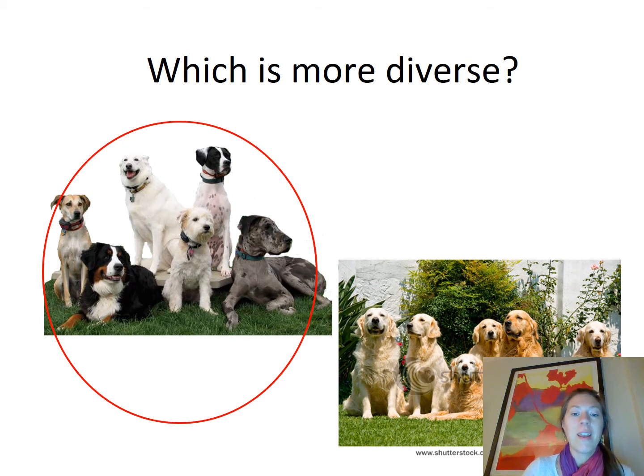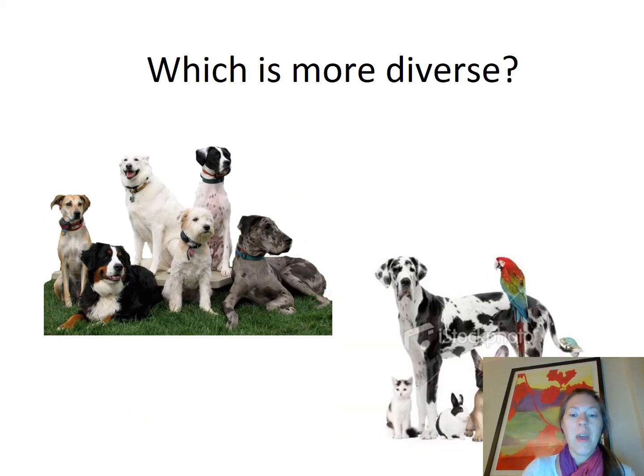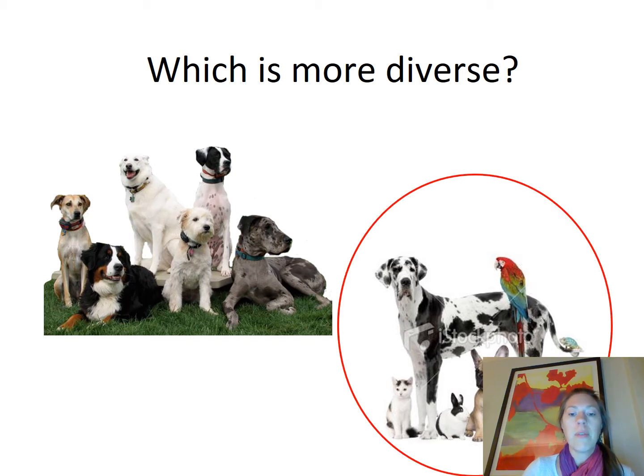Similar here, a little bit furrier example, but you can tell that the upper left-hand corner picture has different breeds of dogs, not just one breed. And in the lower right-hand corner, we can see that now instead of just dogs, we've got different species of animals. So that also is more biodiverse.